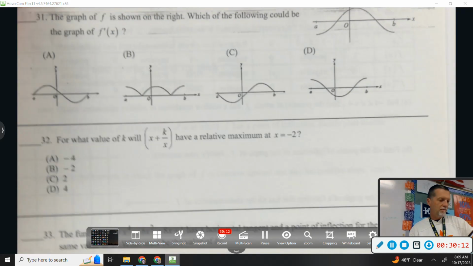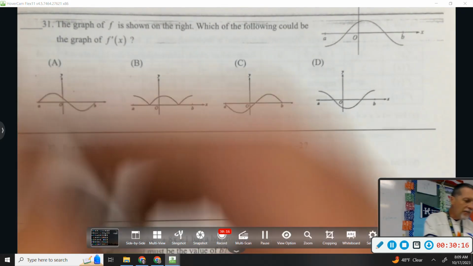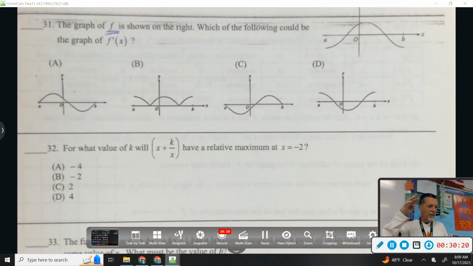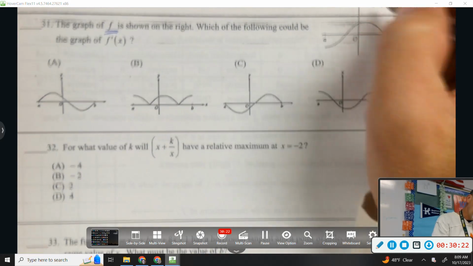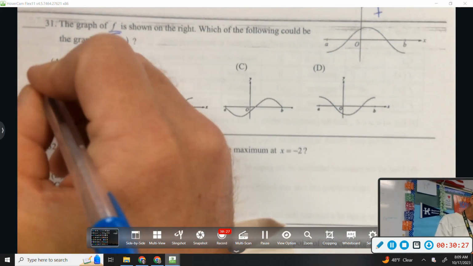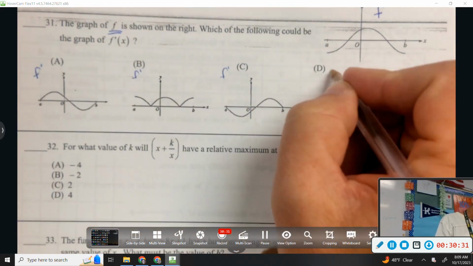31. We're going to be able to finish before the bell rings, just barely. The graph of f is shown on the right. Oh, okay, so careful with the brain here. That's f, that's not f prime. This is f. Which of the following could be the graph of f prime? So I'm looking at potential f prime candidates here.